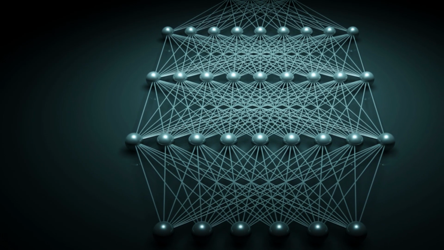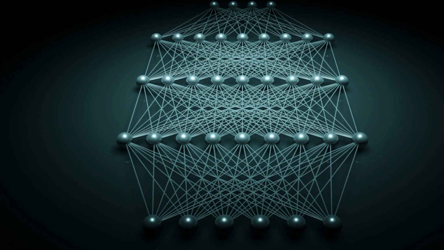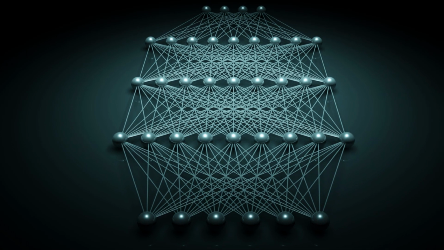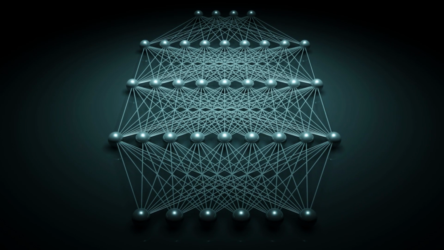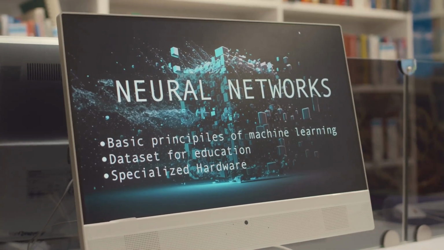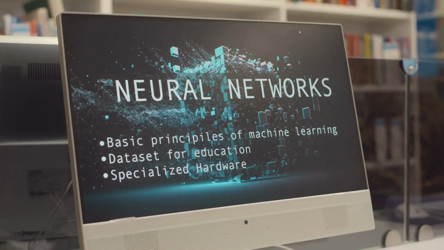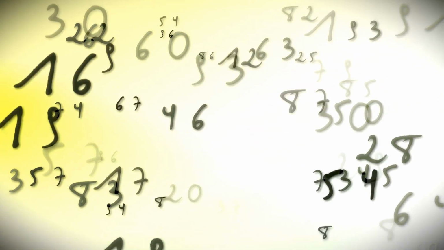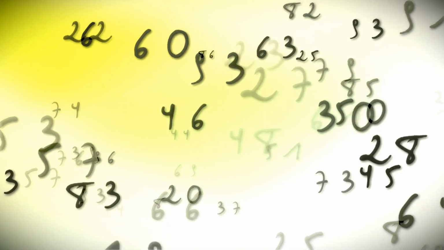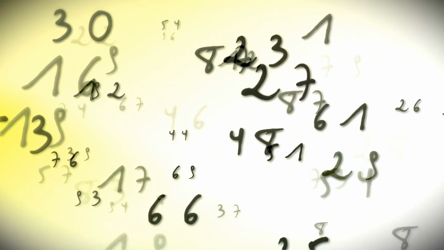Imagine a network of interconnected nodes organized in layers. Each node is like a tiny neuron, processing information and passing it along to the next layer. This is a simplified view of a neural network. The first layer receives the input, which could be anything from images to text or even sound. In our case, the pixel values of our handwritten digit are fed into the network. Each pixel is a piece of data that the network will analyze.